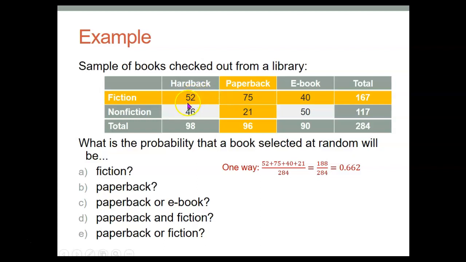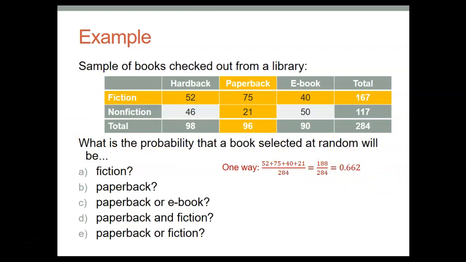Well, one way would be to just go through and count all the different books that fit that description. These 52 books here count because they are fiction. The 75 books here definitely count. The 40 fiction ebooks count because they're fiction. And the 21 paperback nonfiction books count because they are paperback. You just have to be paperback or fiction to get counted. So altogether, that's 52 plus 75 plus 40 plus 21, which is 188 books out of 284 in all. So the probability is 188 over 284, which is 0.662.